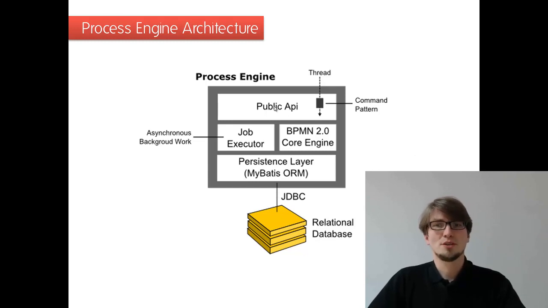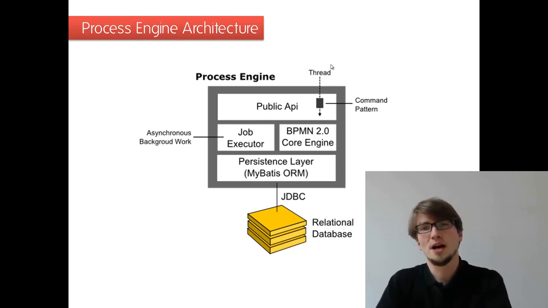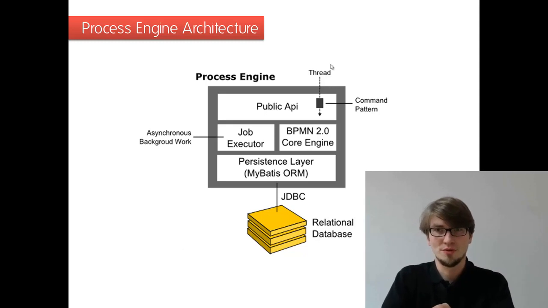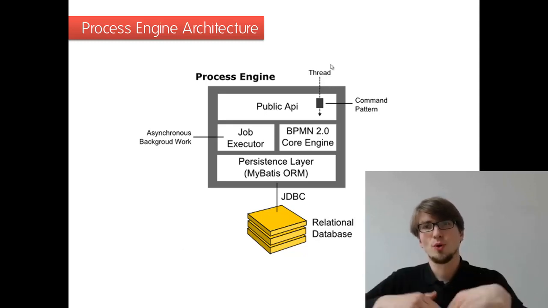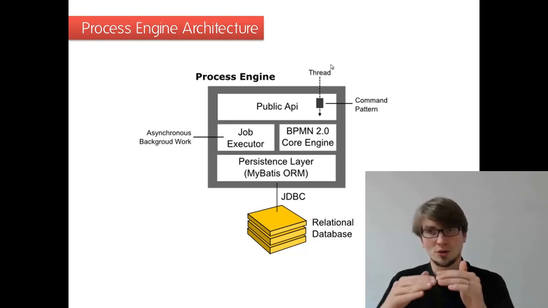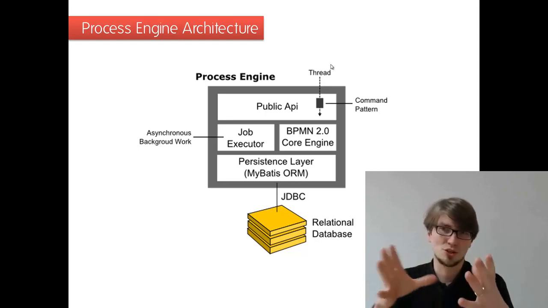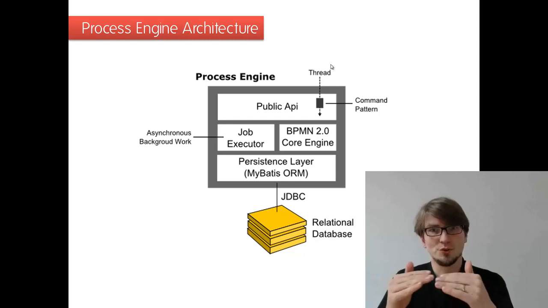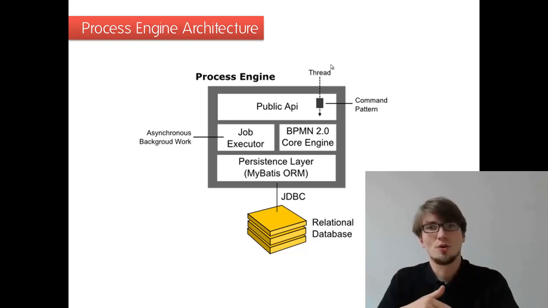Above the BPMN 2.0 engine, we have the Java API. You already saw that in the overview. If you use the public API, you use the thread you provide, and go through, basically, a command pattern inside of the engine and go through a chain of interceptors in order to do, for example, transaction management, and then go onto the core engine.